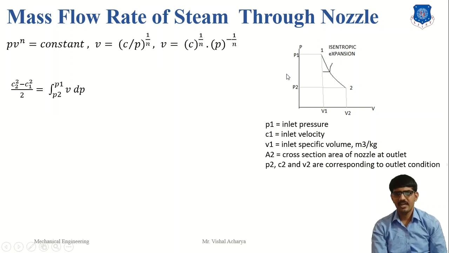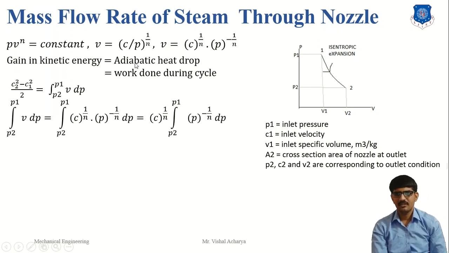Here the flow is adiabatic, so for the isentropic compression or expansion process, V is equal to (C/P) raised to 1 by n. We can also write V is equal to C raised to 1 by n into P raised to minus 1 by n. Here the gain in kinetic energy is equal to the adiabatic heat drop, or the work done during the cycle. The kinetic energy is (C2 square minus C1 square) by 2, and the adiabatic heat drop, the work done during the cycle, is the integration from P2 to P1 of V dP.